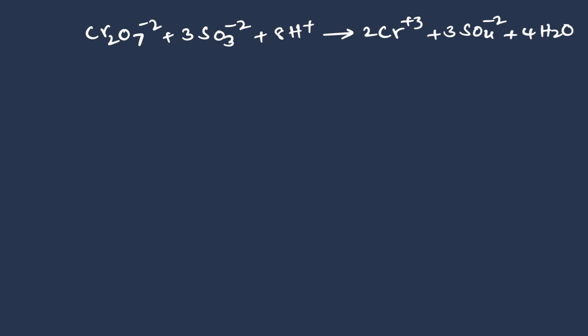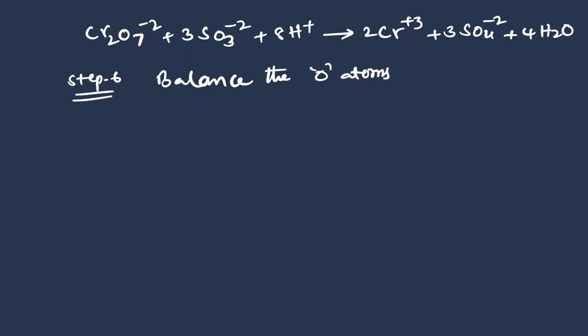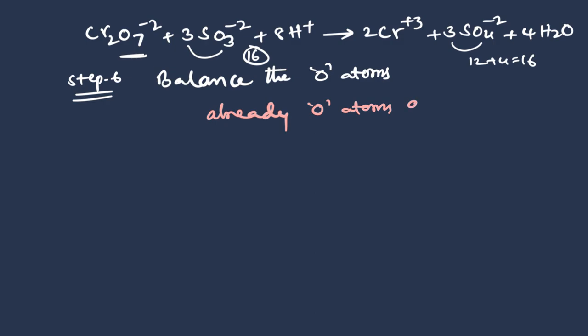After balancing hydrogen, step 6: check whether oxygen is balanced, that is, balance the oxygen atoms. How many oxygens are on the right and left sides? On the left, 7 oxygens plus 3 into 3, that is 9, so 9 plus 7 is 16 oxygens. On the right, 3 into 4 is 12, plus 4, totally also 16. Therefore the oxygen atoms are already balanced.